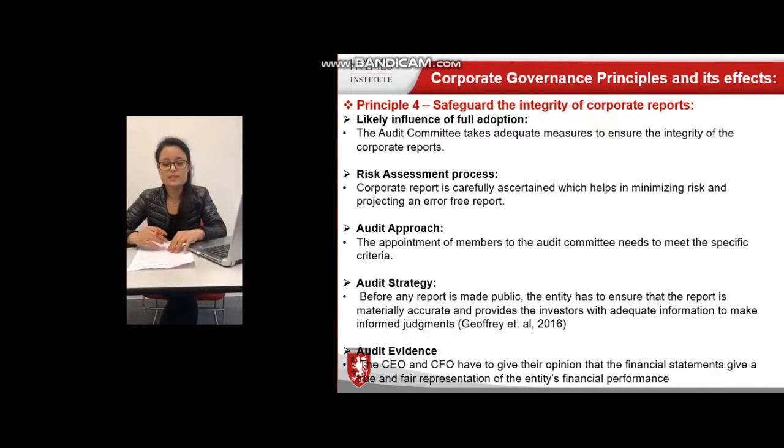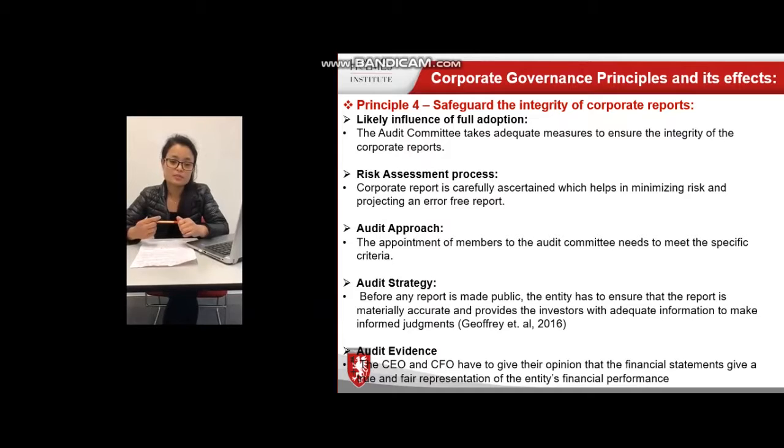Principle 4 is to safeguard the integrity of corporate reports. This principle states that corporate reports should be foolproof and appropriate according to the nature and size of the business. There should be a well-defined structure and proper presentation of financial position. By adopting this principle, the audit committee takes adequate measures for the integrity of corporate reports.